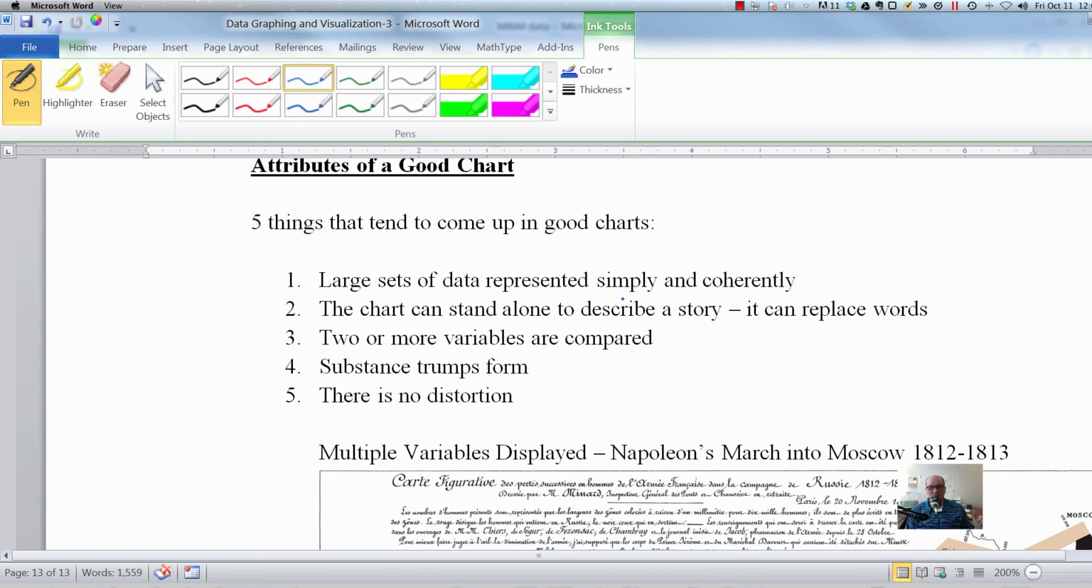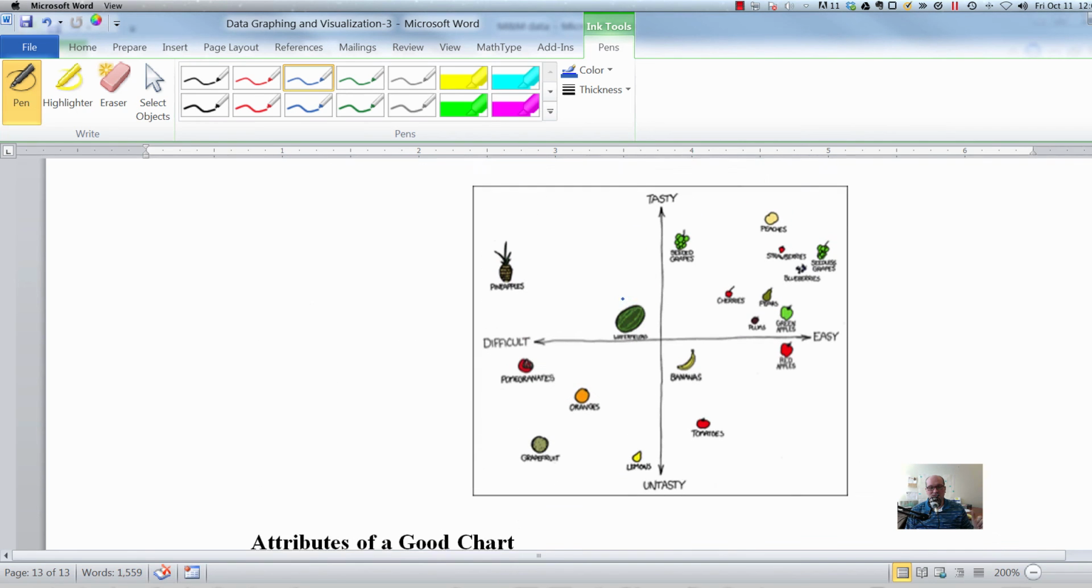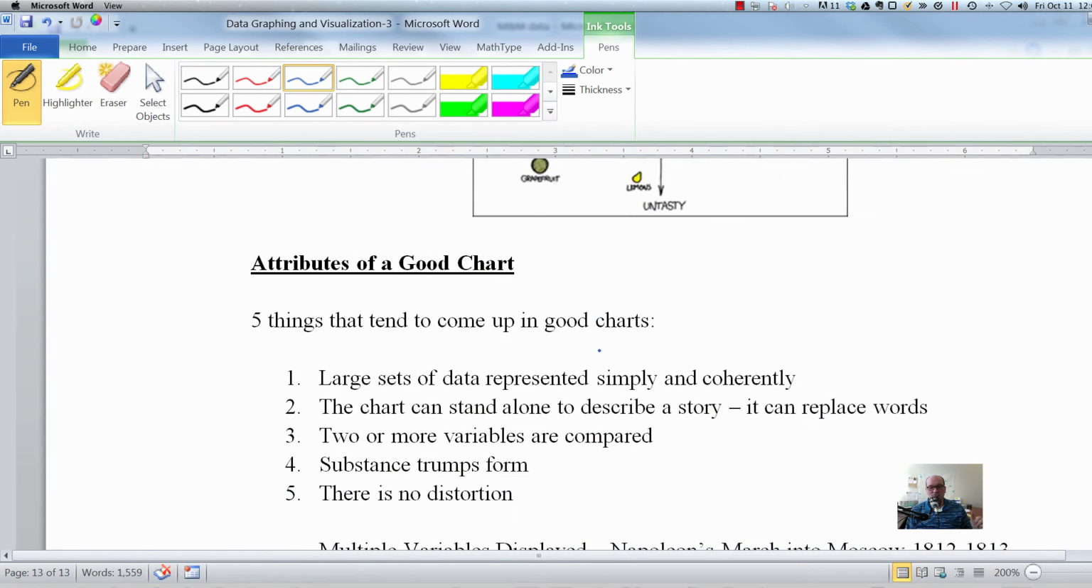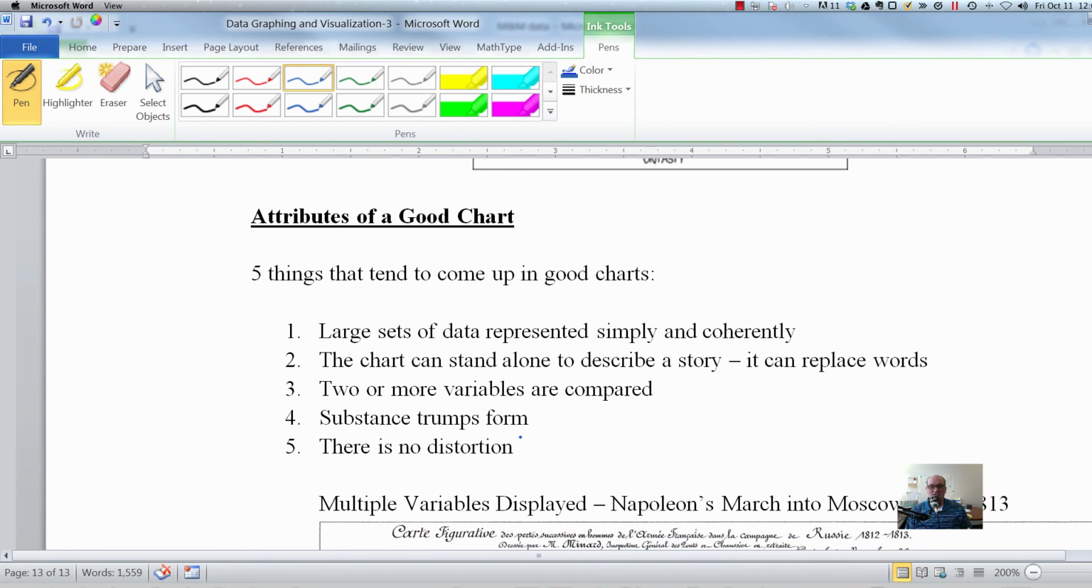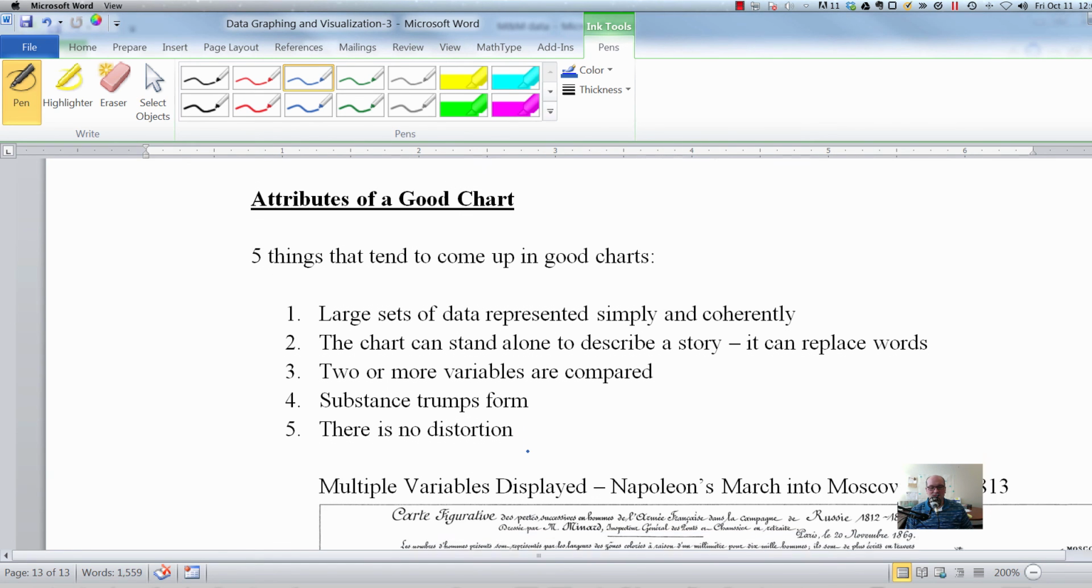All right, 2 or more variables are compared. So what we just talked about, a scatter plot, is a great way to have 2 or more variables compared. Time: a line chart has some variable over time. Substance trumps form, so don't make it so pretty like 3D, or pie charts that are just too busy. Make it so that we can actually see what's going on, and then there's no distortion. Again, the 3D distorts things, and there are other ways to distort stuff.